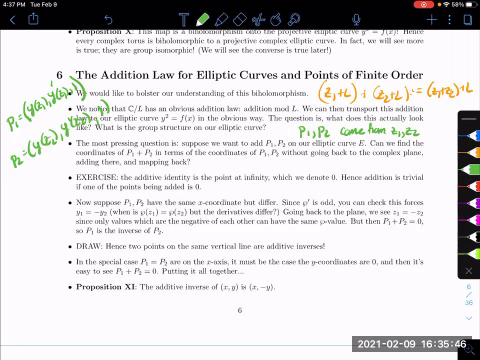So what should I define P1 plus P2 to be on the elliptic curve? I'll just define P1 plus P2 to be what? I mean, you're never going to guess. Phi of Z1 plus Z2, phi prime of Z1 plus Z2, 1. Unless the sum happens to be 0, then I'll just send it to the point at infinity anyway.